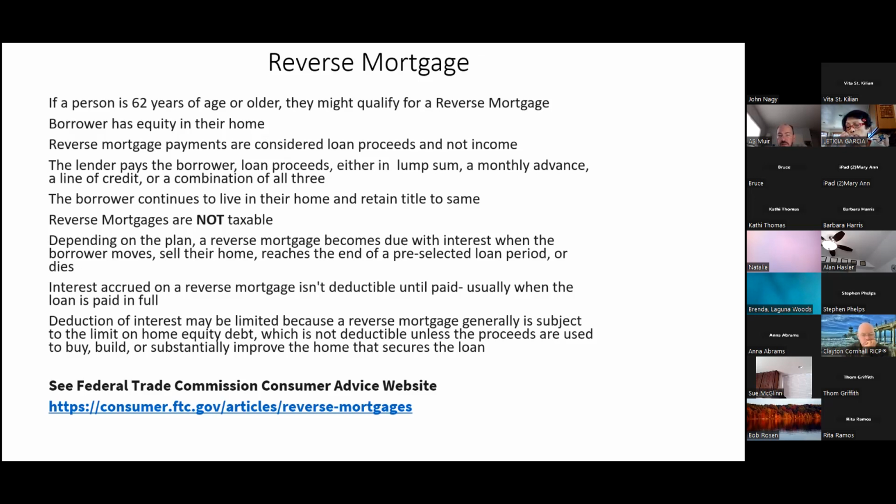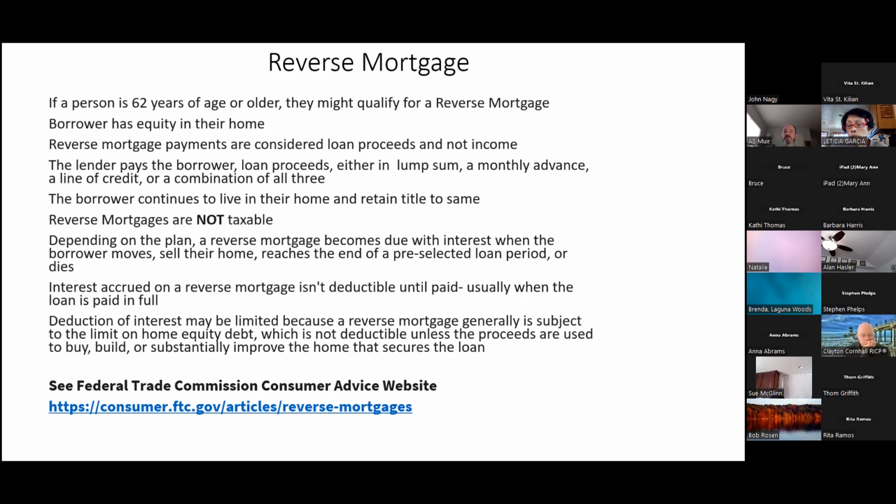And you're paying interest on a loan. You're paying fees. It's not income. It's not taxable income. And then that item that says the borrower loan proceeds can be in different types. And so again, based on the contract, it could be a lump sum, typically a monthly advance. That's what I've heard, or it could be a line of credit.